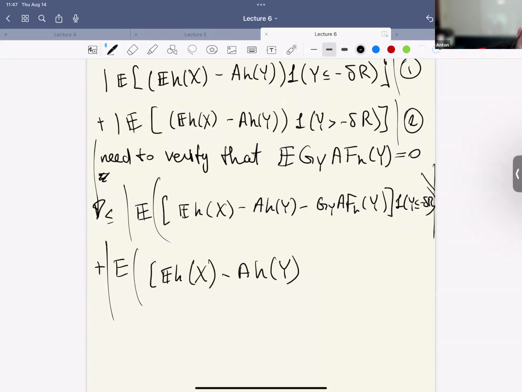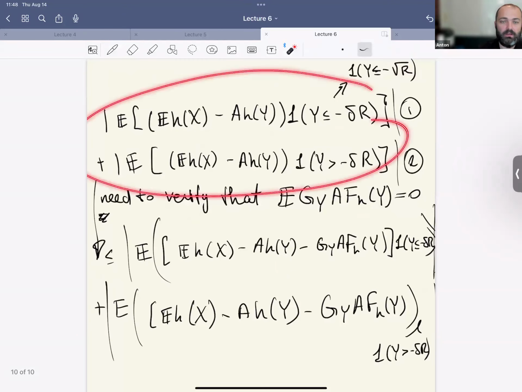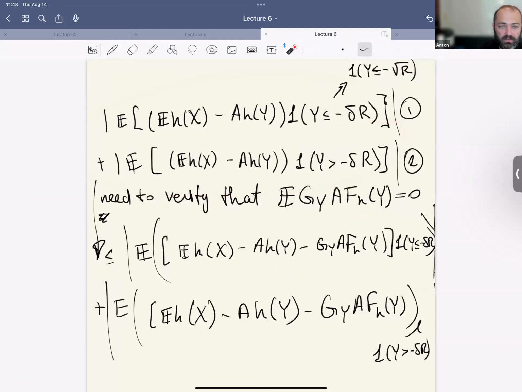So I did jump the gun a little bit by bounding term number 1, but that's not critical. I did jump the gun because remember, if we have this term and we want to subtract the 0 from somewhere, well, we need to look at the expected generator on both domains, right? So we cannot just cherry pick the domain that we like. Okay, that's fine. We do subtract in both domains.